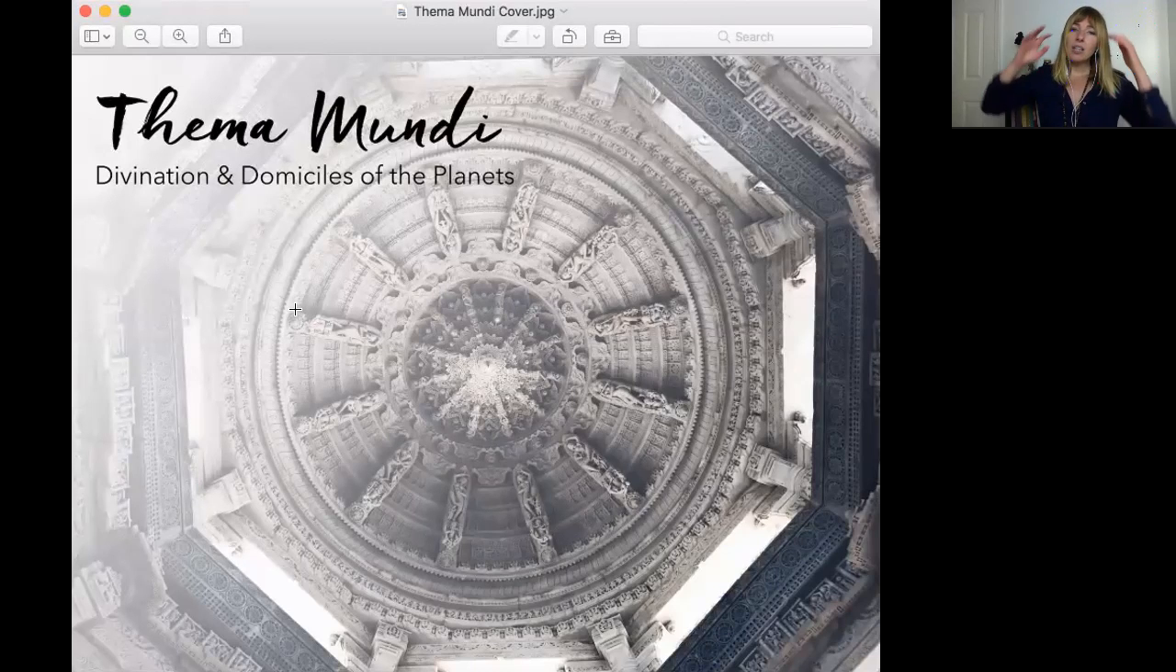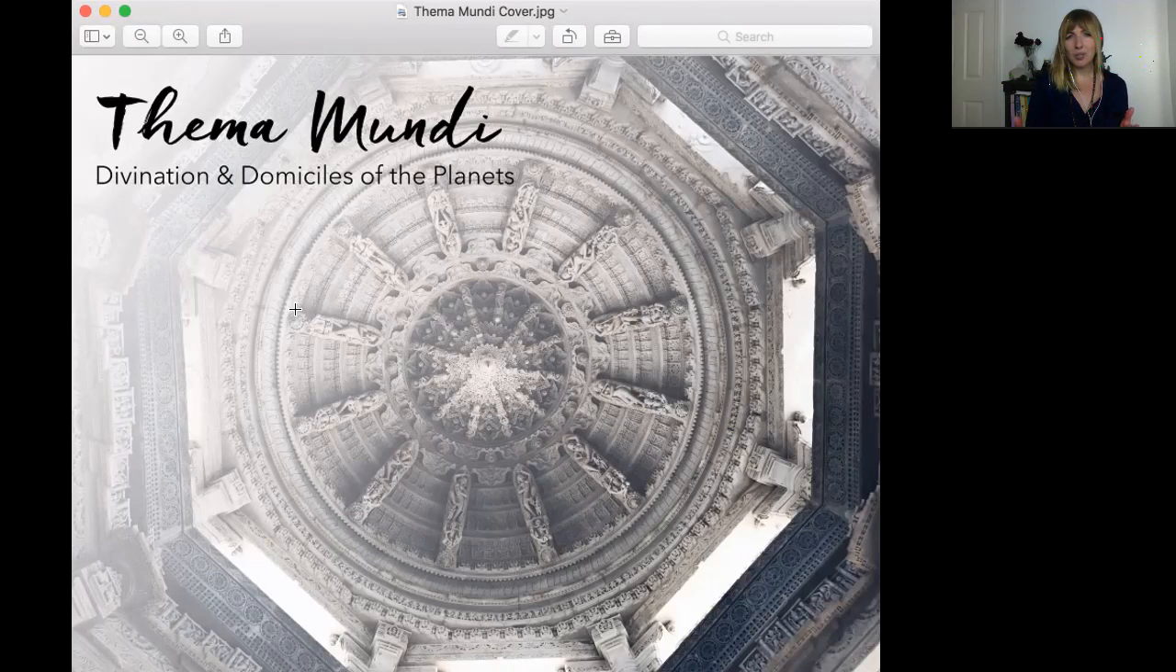So I want to first share with you that the idea of the Thema Mundi literally translates to the birth chart of the world, or the nativity of the cosmos. And it is essentially an astrology chart. I thought this was a really beautiful image here from a temple in India.